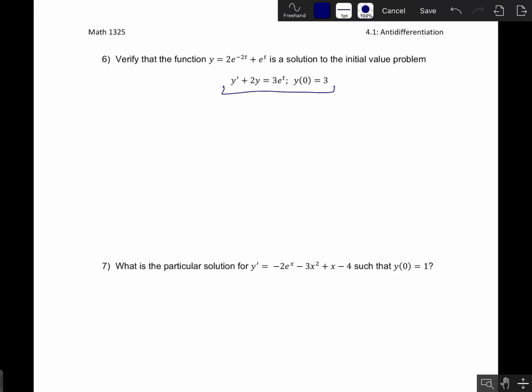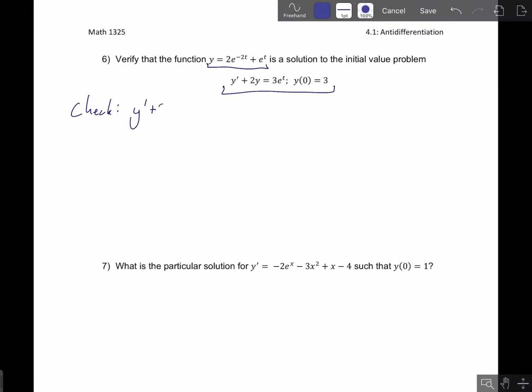What I mean by a differential equation is it's some equation that involves a function and its derivative. So here we have this set of equations, really. We're just trying to make sure that this function, y is equal to 2e to the negative 2t plus e to the t, does satisfy both of these equations. So let's just check them separately.